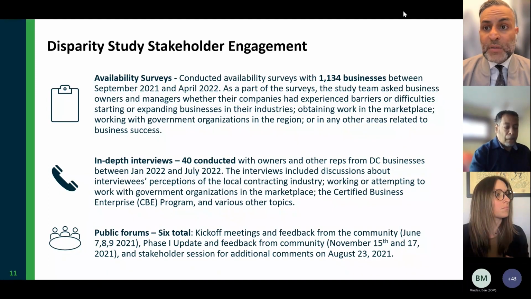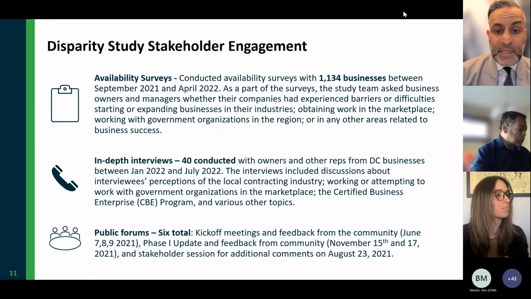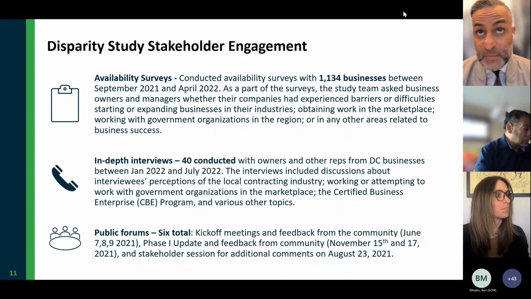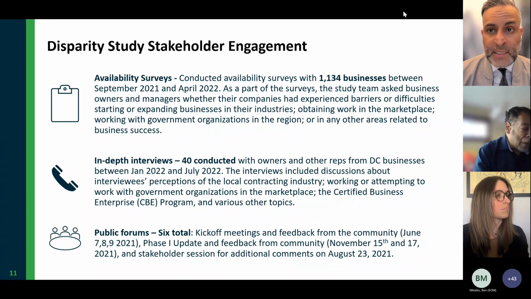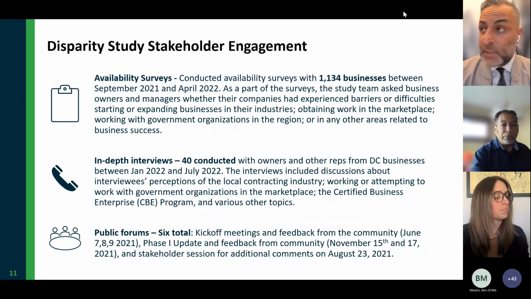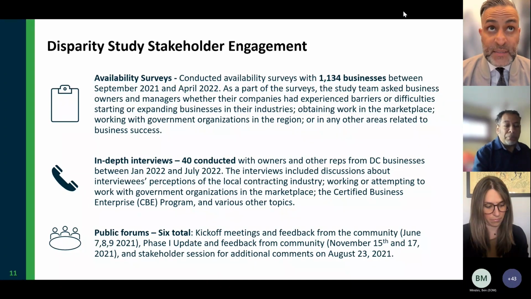And then we also conducted public forums at the beginning of the process when we initiated the project, so that we could provide information about the disparity study, answer questions, and also collect any anecdotal evidence and insights that folks wanted to share about their experiences working in the marketplace.